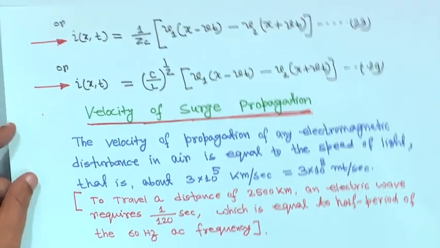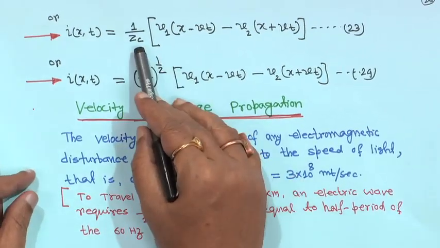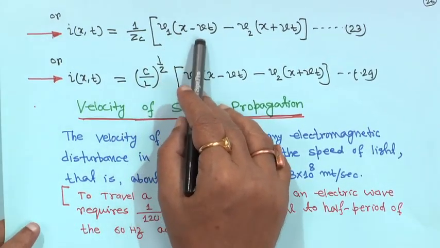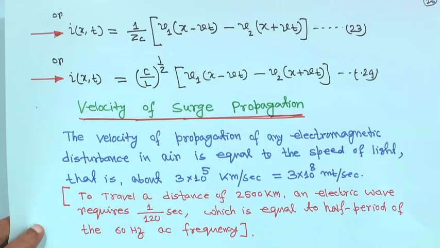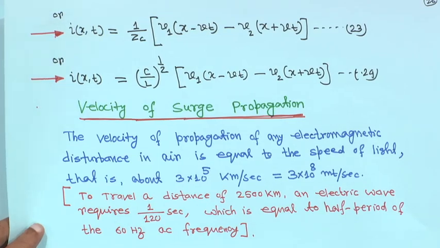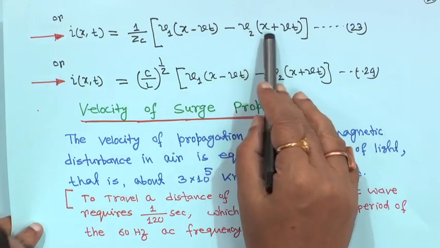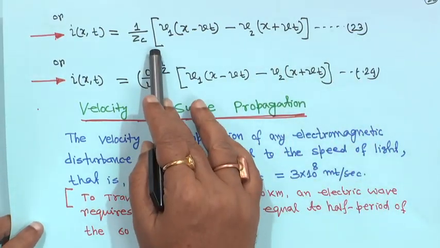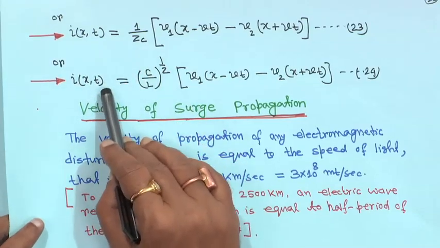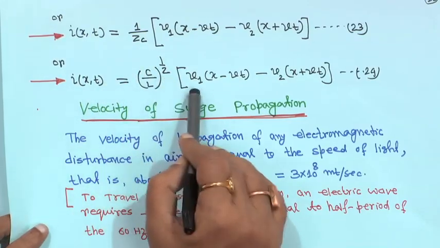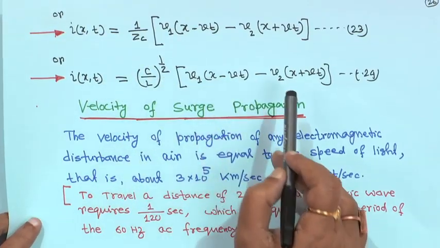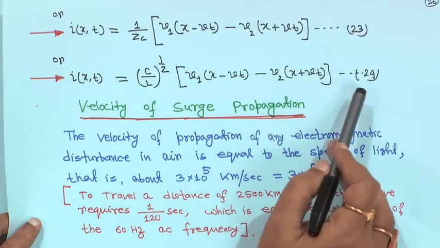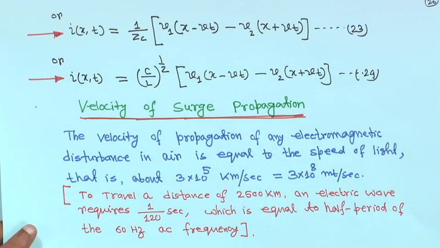Therefore, I(x,t) will be 1 upon Zc, where Vf is V1(x minus Vt) and Vb is V2(x plus Vt). This is equation 23. And Zc we know is root over L by C. So, 1 upon Zc, therefore I(x,t) will be (C/L) to the power half times [V1(x minus Vt) minus V2(x plus Vt)]. This is equation 24, right.